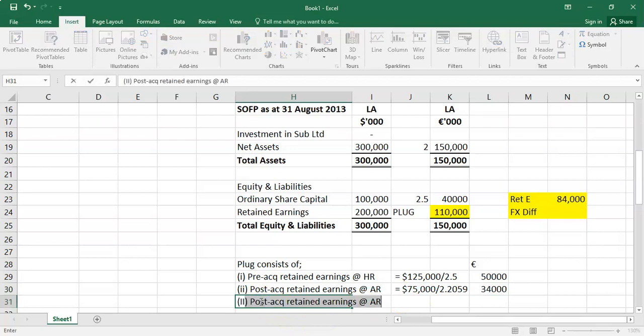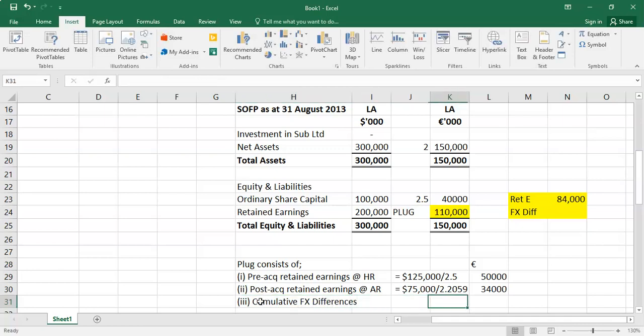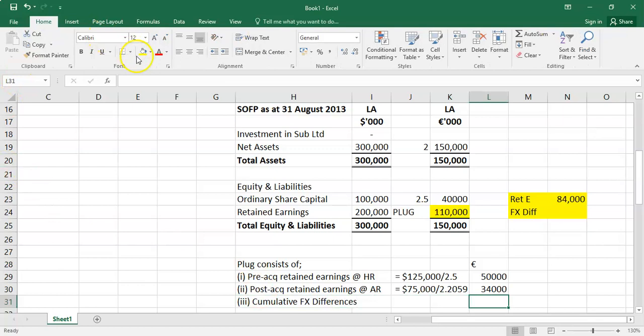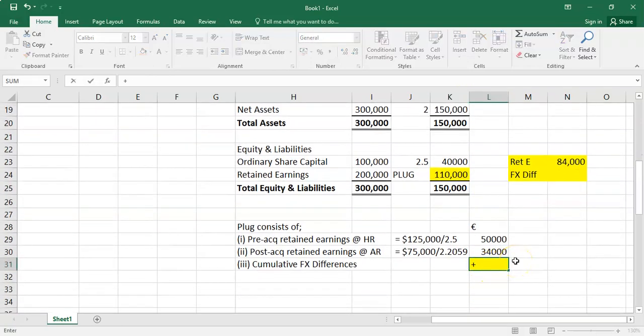And that must mean the cumulative FX differences have to be the other plug. So I'll just put this in yellow again to signify it's a plug, and we prove it. So you find the plug for retained earnings, you prove it. You find the plug for FX differences, you prove it. So here, this has to be 110 overall. So that means 110 minus 84 is 26. So your cumulative FX differences.